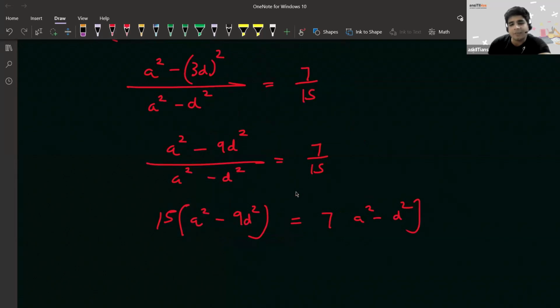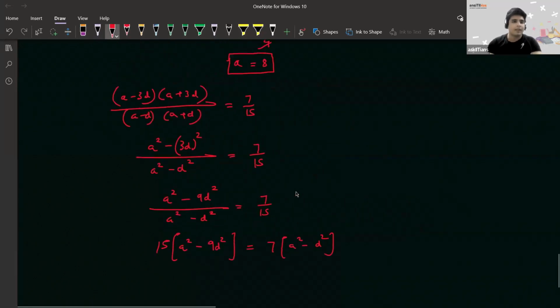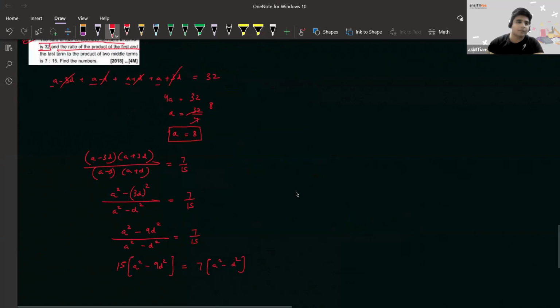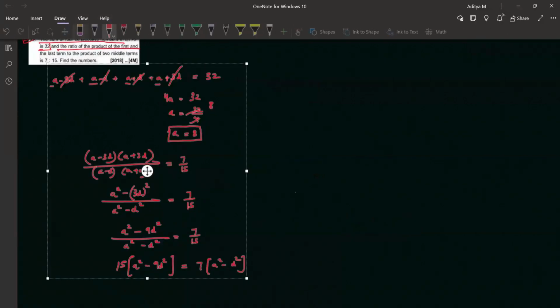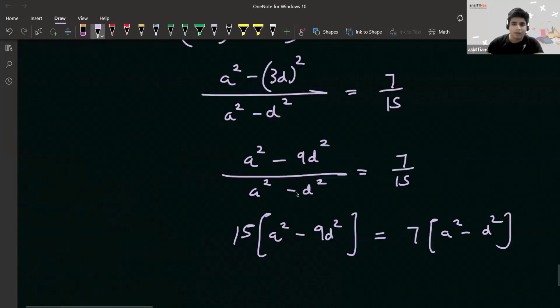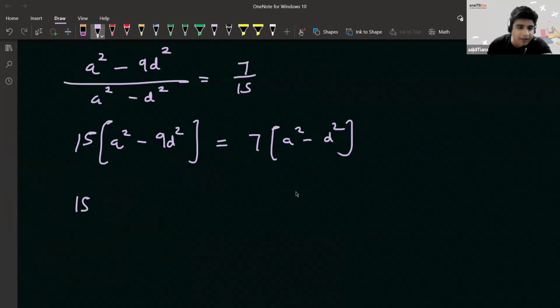Is this clear, everyone? Tell me yes or no. Any doubts till this point? Yes. So it is going to become 15 times A square minus 15 into 9. That is going to be 90 plus 45, that is 135. 135D square is equal to 7A square.